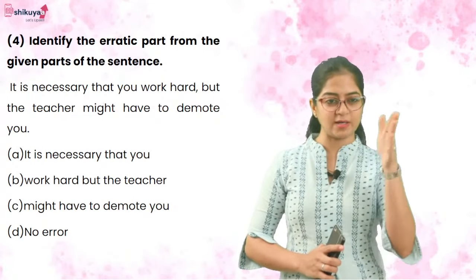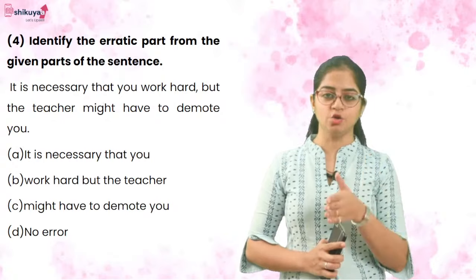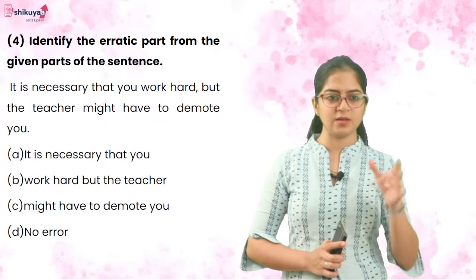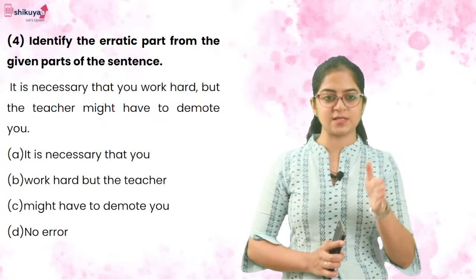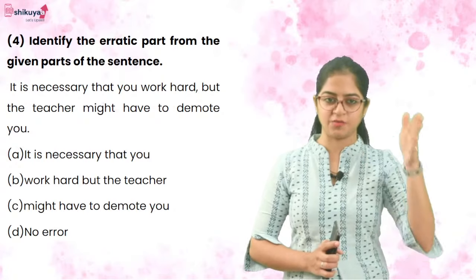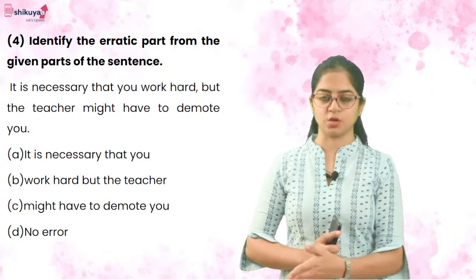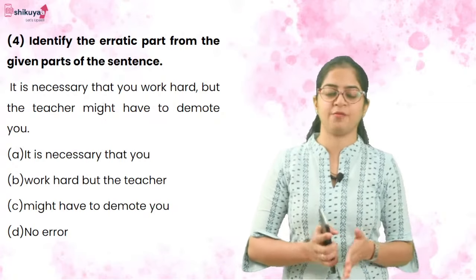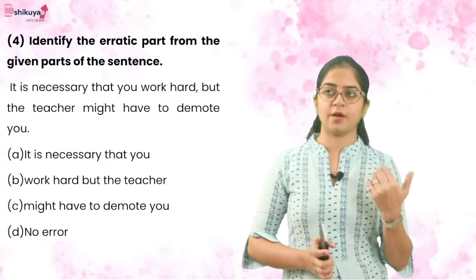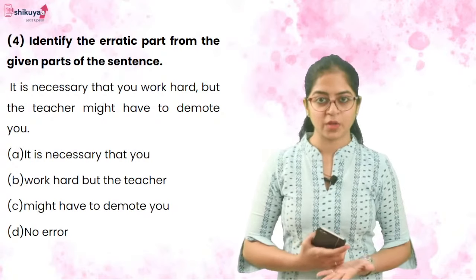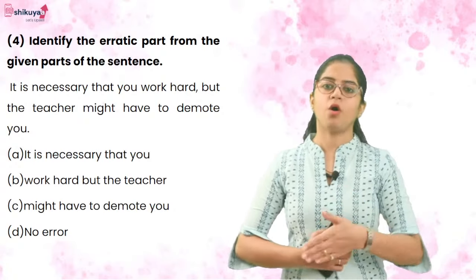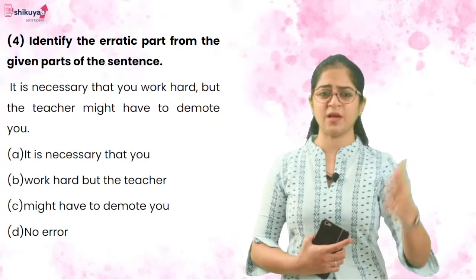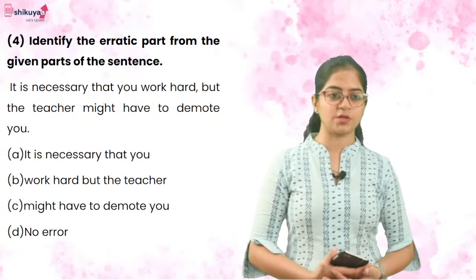Okay, now let us go with the options. It is necessary that you, that's the first part, it seems quite okay. Work hard, here it completes, right? It is necessary that you work hard, that's the first part of the sentence. But the teacher might have to demote you. Now instead of but, they should have used or, or else, right? So it could be or else, but is incorrect there. So B part is the errored one. You can select the B option. Let us have the next question now.